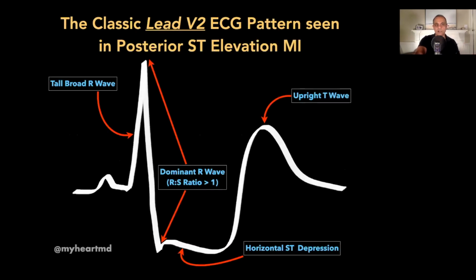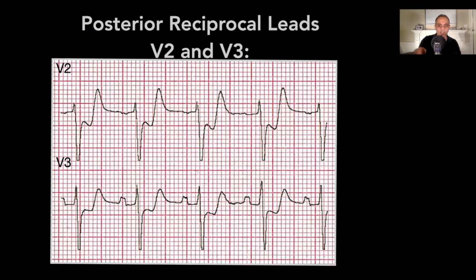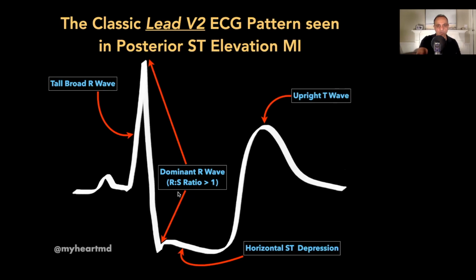So there's the morphology of your typical posterior wall MI. Remember, you're going to have tall, broad R waves, right, with a dominant R wave that is greater than the S wave. So the R/S ratio should be greater than 1. And this case was not quite like that. You're going to have a horizontal ST depression and an upright T wave. So kind of on the border of this being a posterior wall MI also.